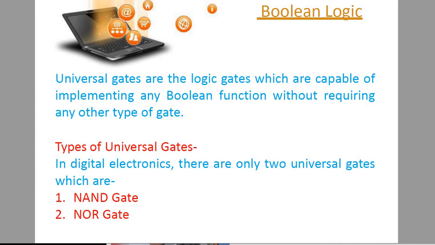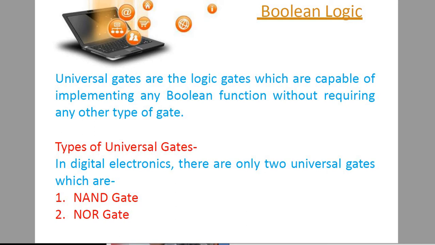Next is Boolean logic: universal gates. What are universal gates? Universal gates are the logic gates which are capable of implementing any Boolean function without requiring any other type of gate. In digital electronics, there are only two universal gates. Remember, there are only two universal gates. One is NAND and another one is NOR.